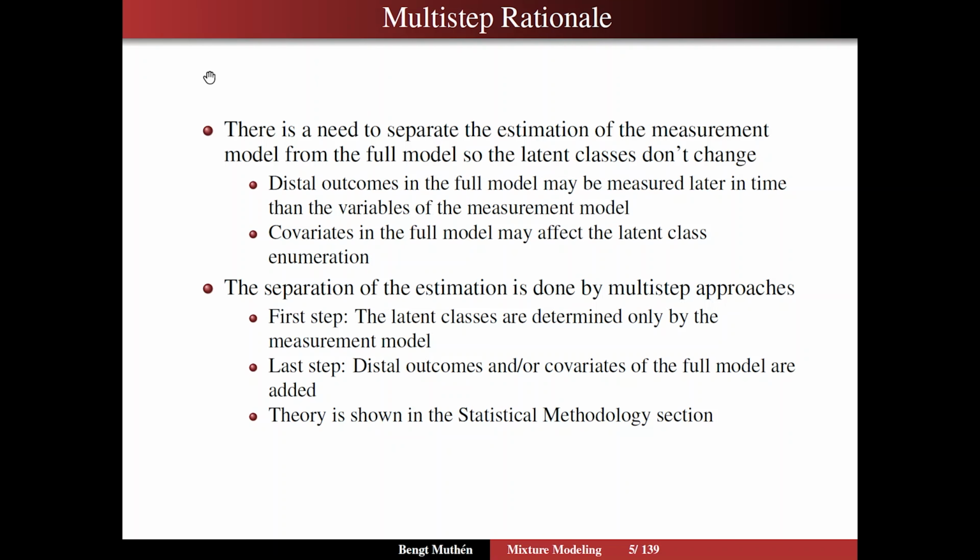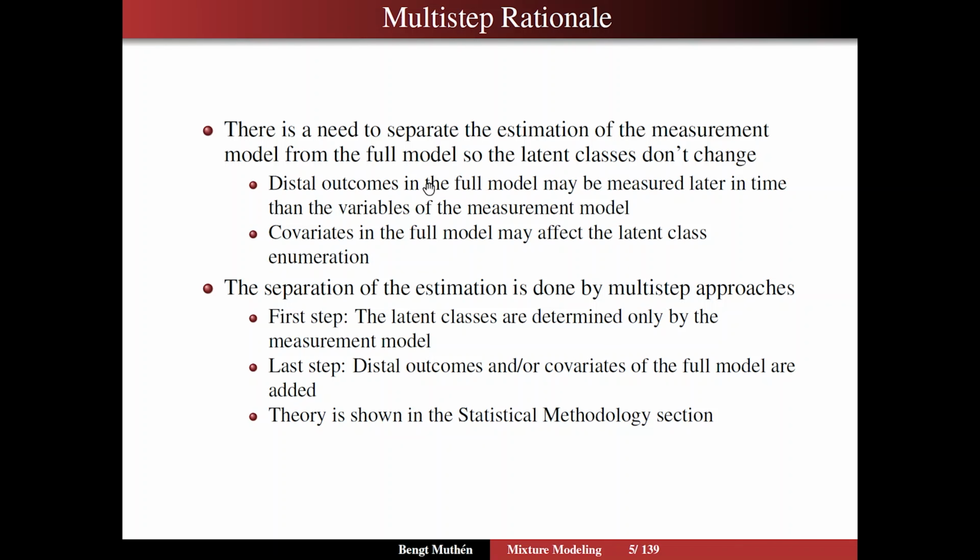So in slide 5 then, I give the multi-step rationale, claiming that there is a need to separate the estimation of the measurement model from the full model so the latent classes don't change from one step to the other, from the measurement model to the full model. Because, for instance, that distal outcome in the full model may change the latent class formation. And that would be undesirable.